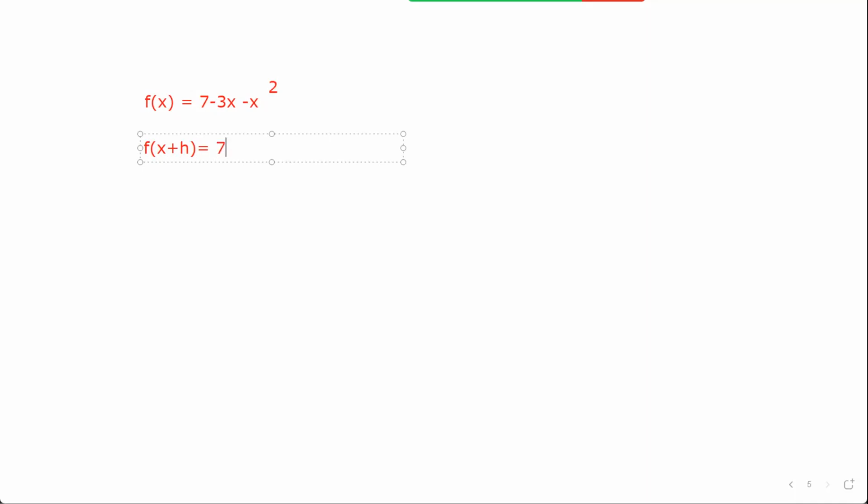7 minus 3x minus x squared plus h. No. Oops. Now, here's what you do. Everywhere you see x, I want you to put parentheses here. Okay. So it's going to look like this.